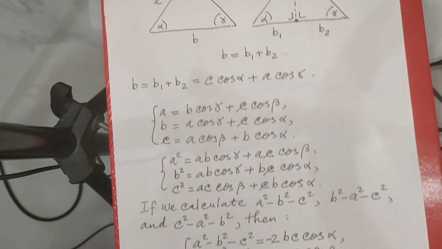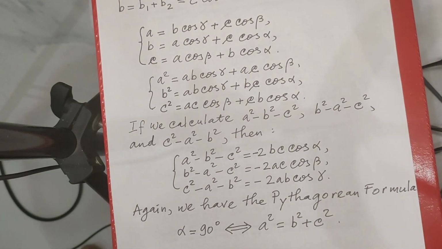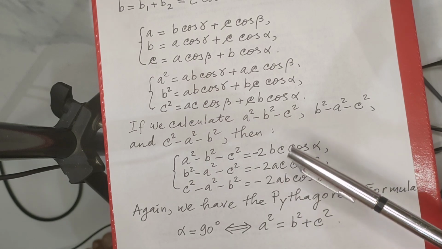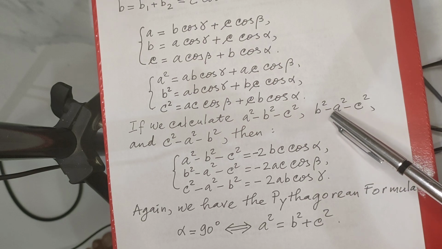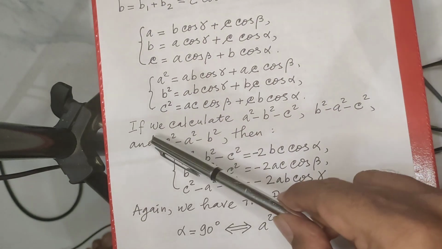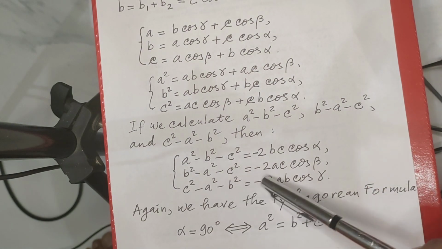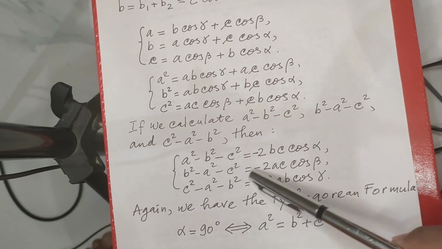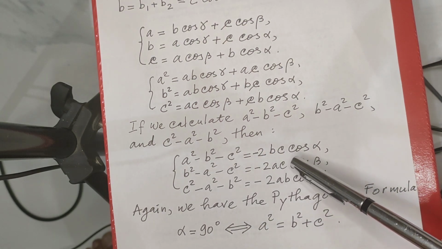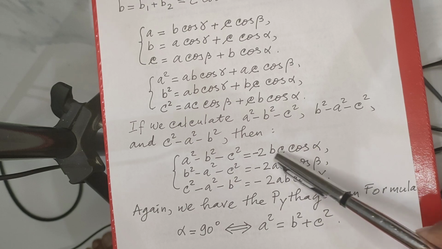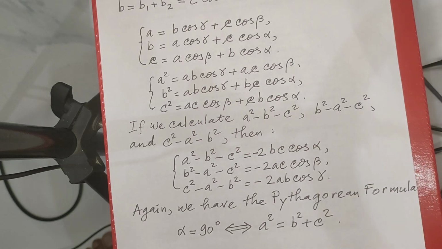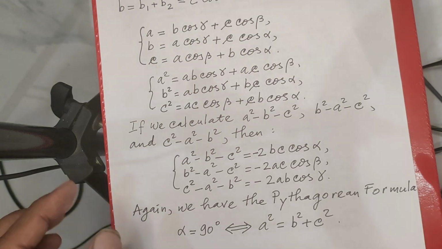So after this, if we calculate a to the power of 2 minus b to the power of 2 minus c to the power of 2, also this form and this form, then we will have the following results. Actually, we already have this as a cosine formula. Again, from this set of results, we have the Pythagorean formula.